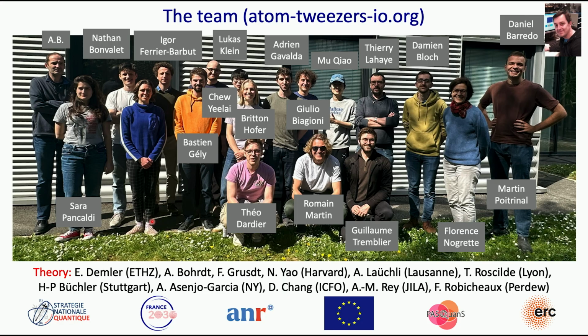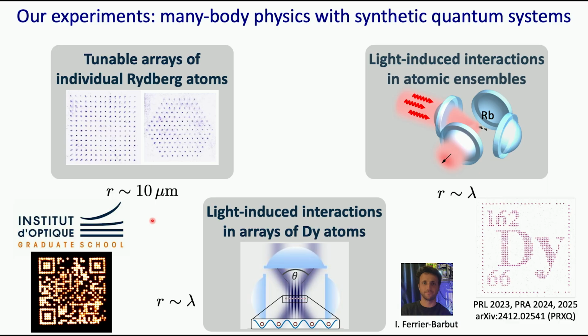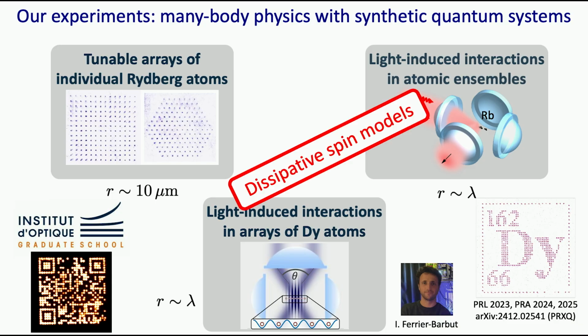With this crowd of people, we actually have three projects that we study, and they are all related to this idea of building a synthetic quantum system in order to study many-body properties of this system. There are these tunable arrays of individual Rydberg atoms, which I'm going to discuss, but we also have two other projects, one where we take a small atomic cloud, very dense. We send light on this cloud, and the light polarizes the atoms. The dipoles will interact if the cloud is dense enough, and that's an example of a dissipative system.